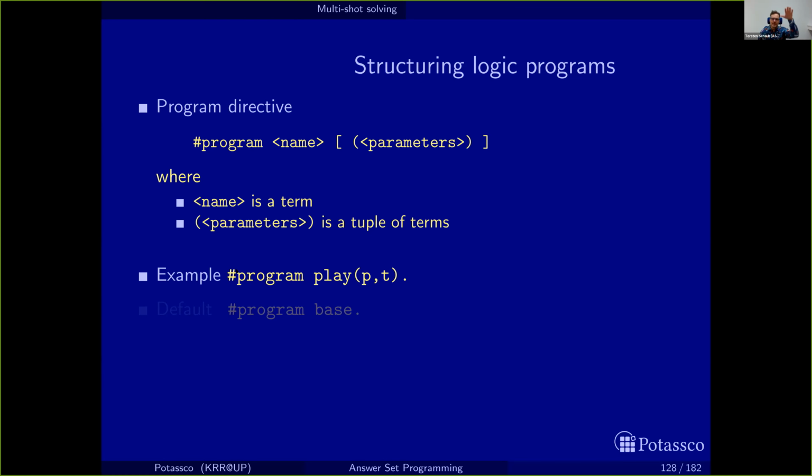And then you say, these are the rules, and they all correspond to this play thingy, and I can instantiate with different players at different time points. The default of this is the base program. So all the rules that are not in the context of any program declaration are put in the base program. That's more or less the default, right?